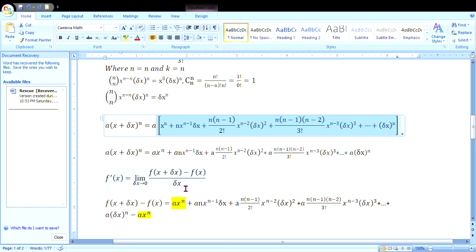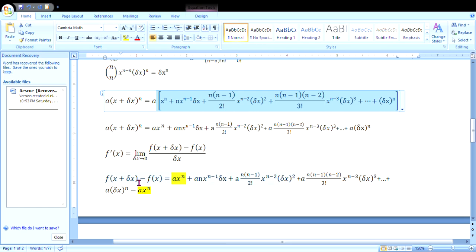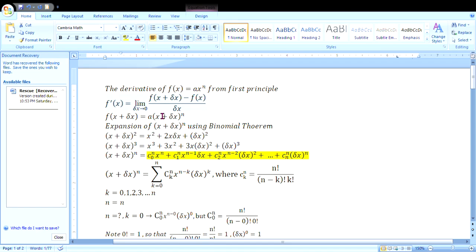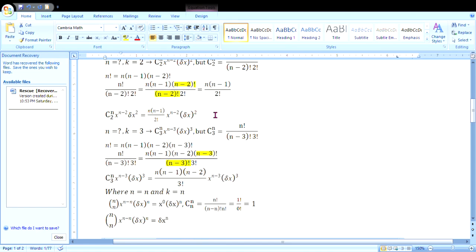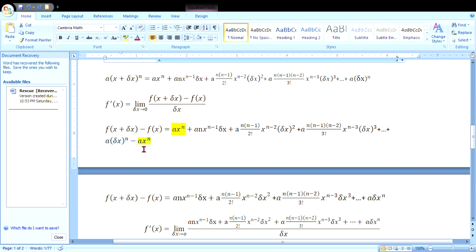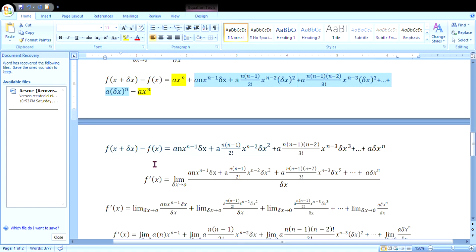So here, let's look at f of x plus delta x minus f of x. Here, this is f of x plus delta x, which is this expression, minus f of x, which is this. By the time we subtract this from this, this will cancel off, and we'll be left with just this portion. So f of x plus delta x minus f of x is equal to this.